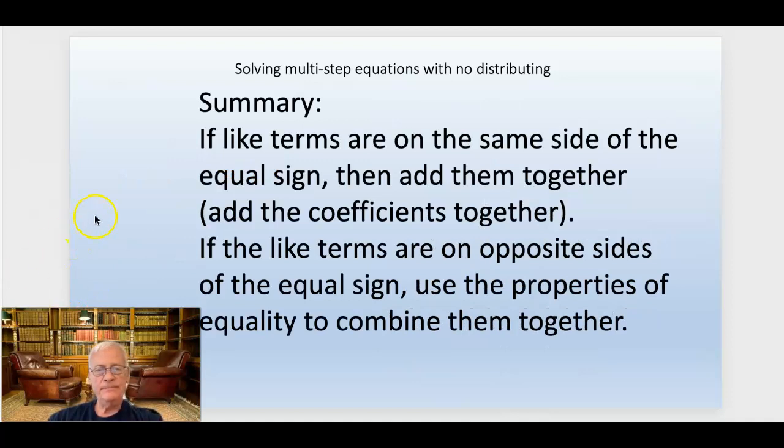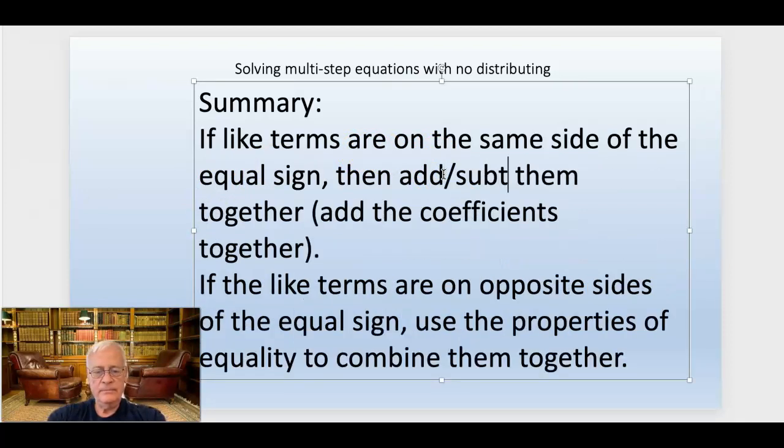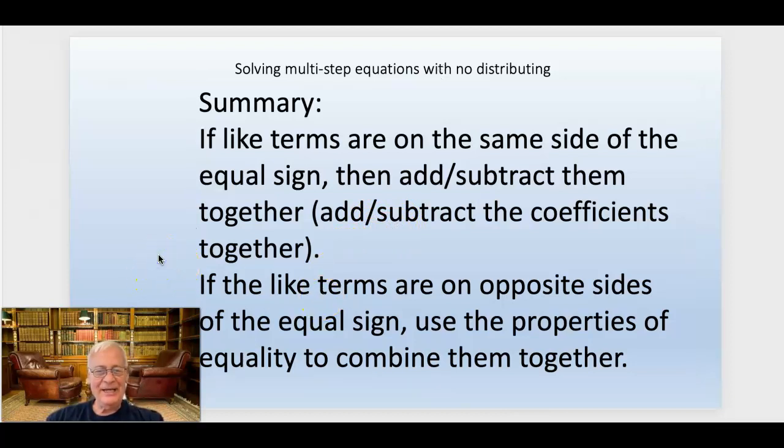That's just a summary here. If like terms are on the same side of the equal sign, add them together, which means add the coefficients together. I guess I should say add or subtract them together. Subtracting is just adding a negative number, so it's really all addition. Again, if the like terms are on opposite sides of the equal sign, use the properties of equality and inverse operations to combine them together.